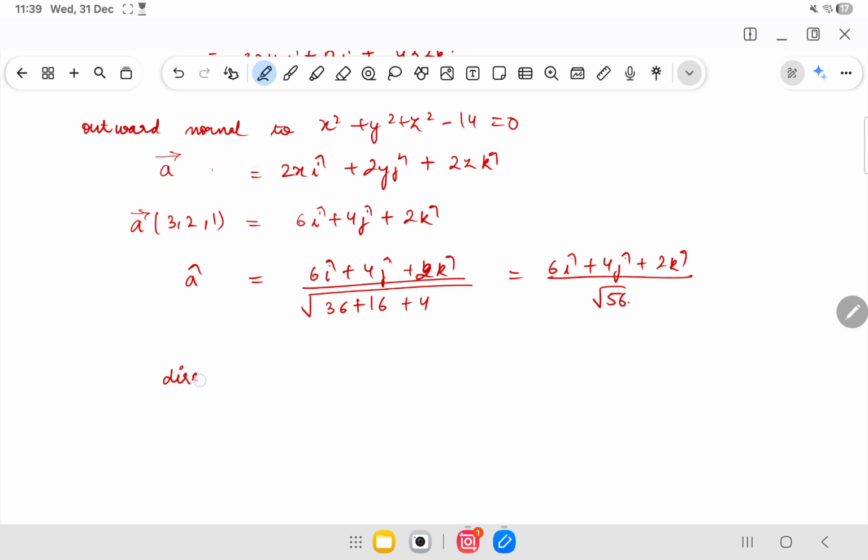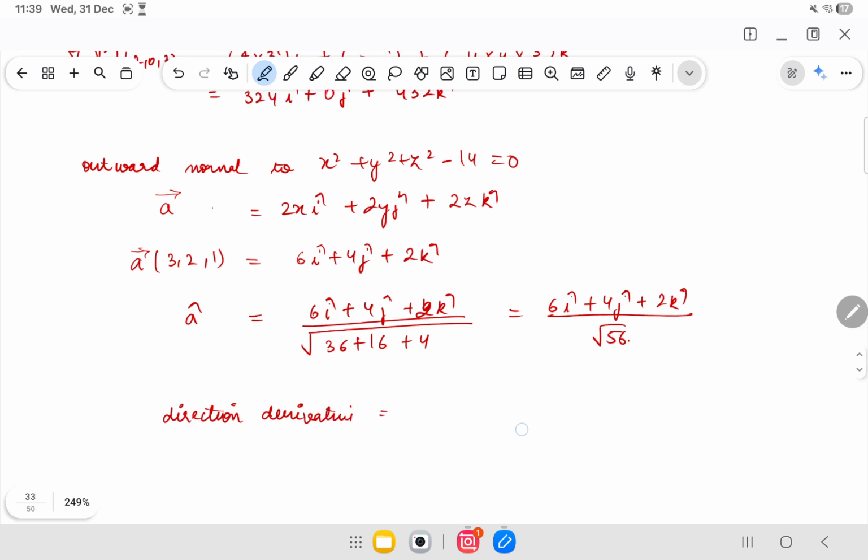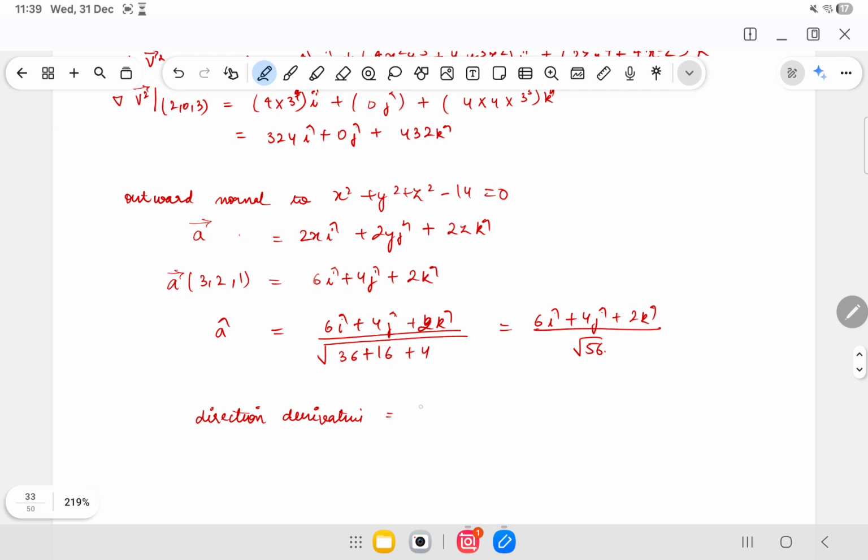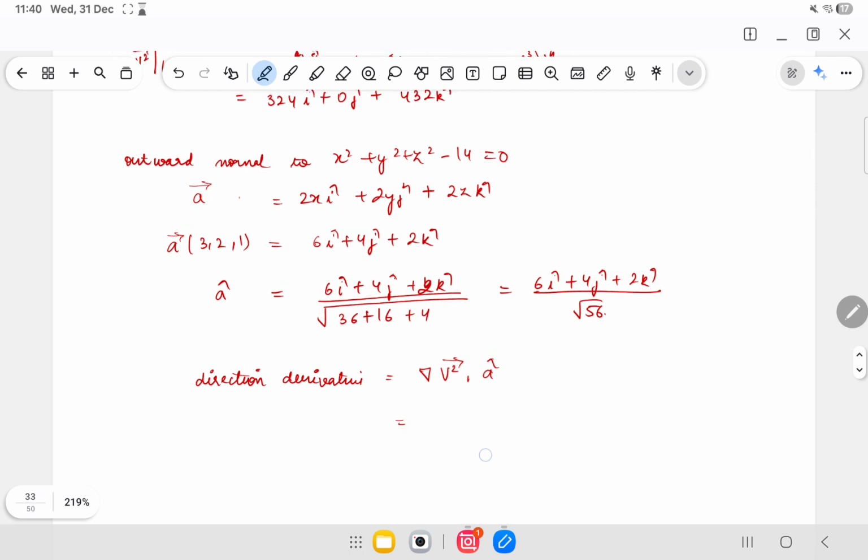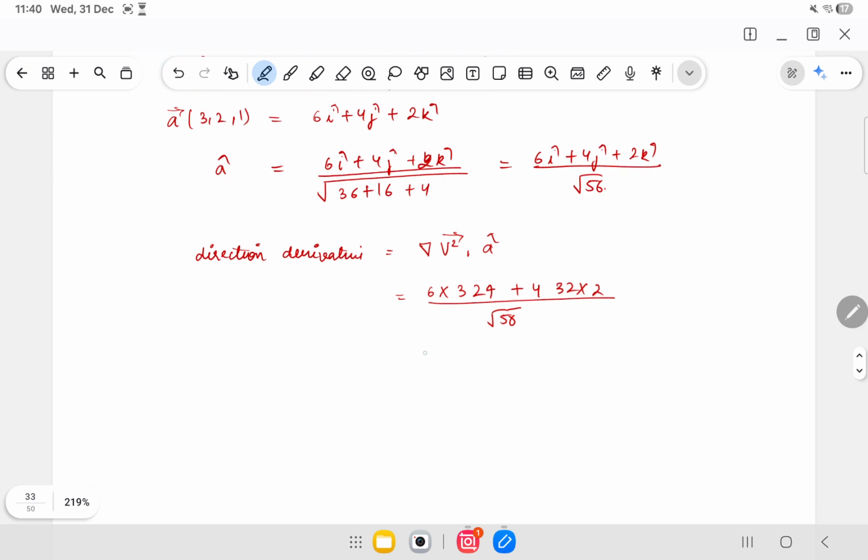So the directional derivative will be equal to the dot product of grad v square with a cap, which is equal to (6 times 324 plus 432 times 2) divided by square root 56, which is equal to 2808 divided by square root 56. So this completes our question.